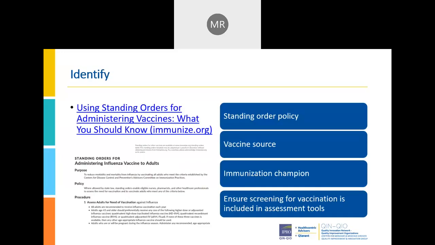Identify, so using standing orders for administering vaccines. Immunize.org is a great resource for all of you for looking for policies, the VIS, so the vaccine information statements, just different ways of looking for support. Immunize.org is a great place to start with that.